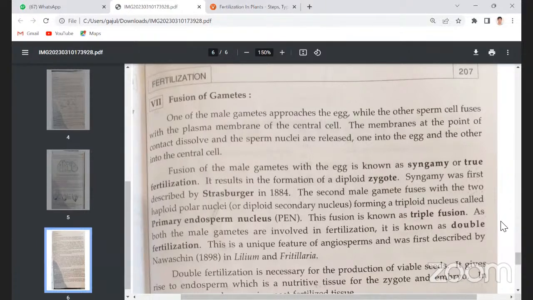So next one is X bodies. What are the X bodies? The synergid cell which has received the pollen tube discharge shows two darkly staining oval-shaped bodies. Since the nature of these bodies was not clear, they were denoted as the X bodies.